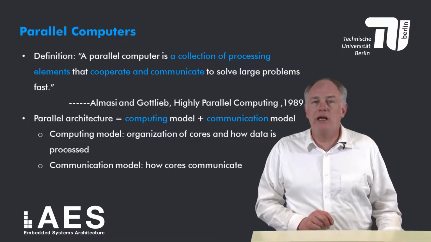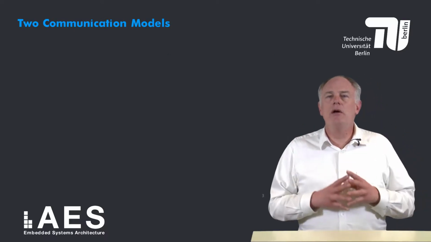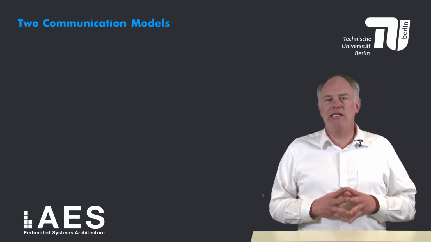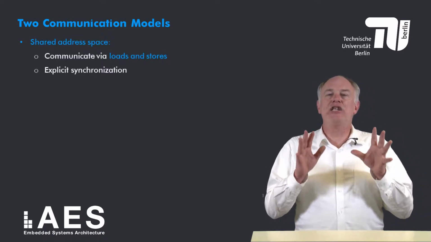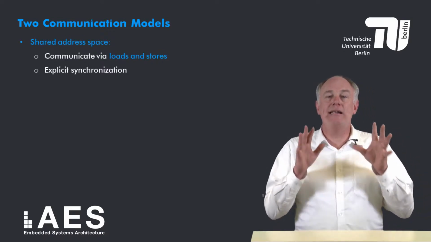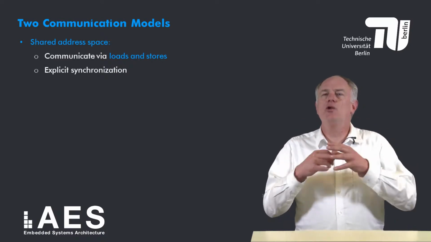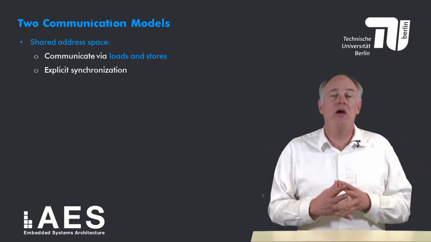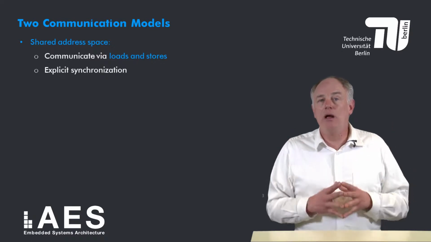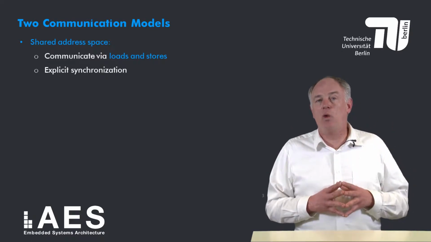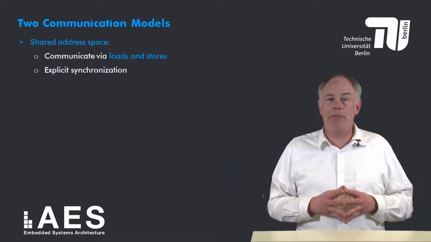Let's talk about the communication model a little bit more. In general, two communication models can be distinguished. The first is to communicate via shared memory or shared address space. In this model, the cores communicate using normal loads and stores that we know from the uniprocessor case. In this model, explicit synchronization is required because the receiving core needs to know when the store has happened.